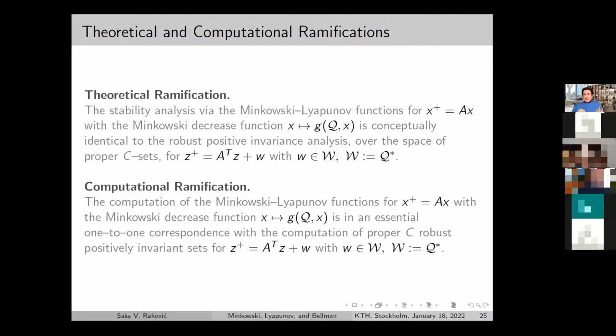Okay. Now that closes the first part of the talk, and I'm hoping I'm doing okay with the time. This was an easier part, and as I said, this has resulted in a sequence of papers. Most of them are listed. There is some other work that is ongoing on the computational aspects. But the key points to take here are these two main ramifications, theoretical and computational. Mathematically, loosely speaking, and speaking properly in terms of engineering aspects, there is a one-to-one correspondence between the theory and computations of Minkowski-Lyapunov functions and robust positively invariant sets. Okay, so that was the key point here.